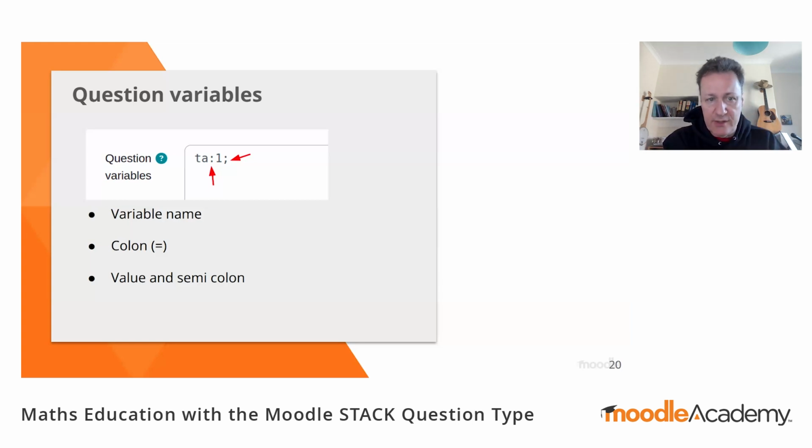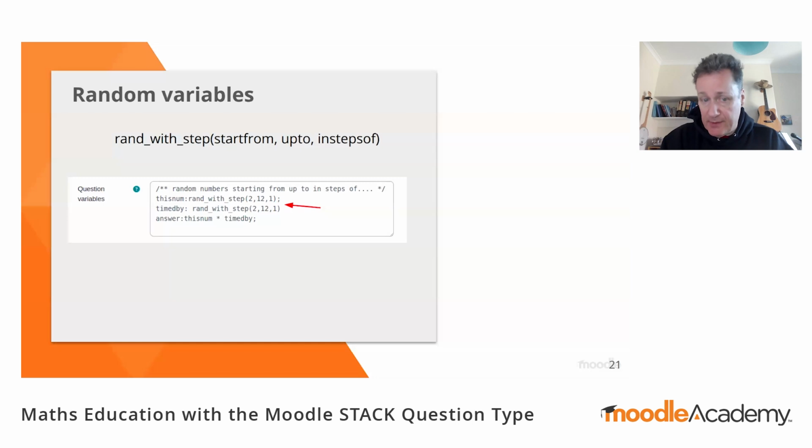And here you can see we've got a variable name and the colon, which is the equivalent of equals, and then we've got a value. And the value here is just 1. So the answer to this question is just 1, which is not very exciting, because what we want to find out about is how can we have random variables coming up.